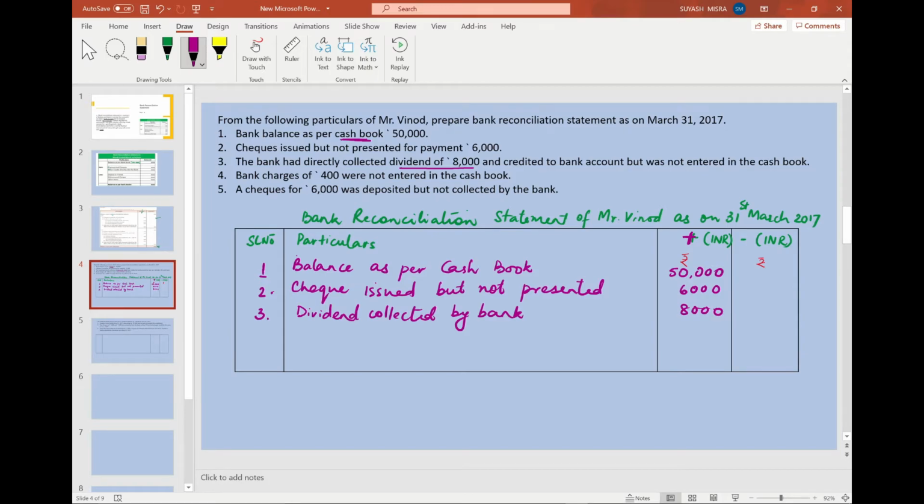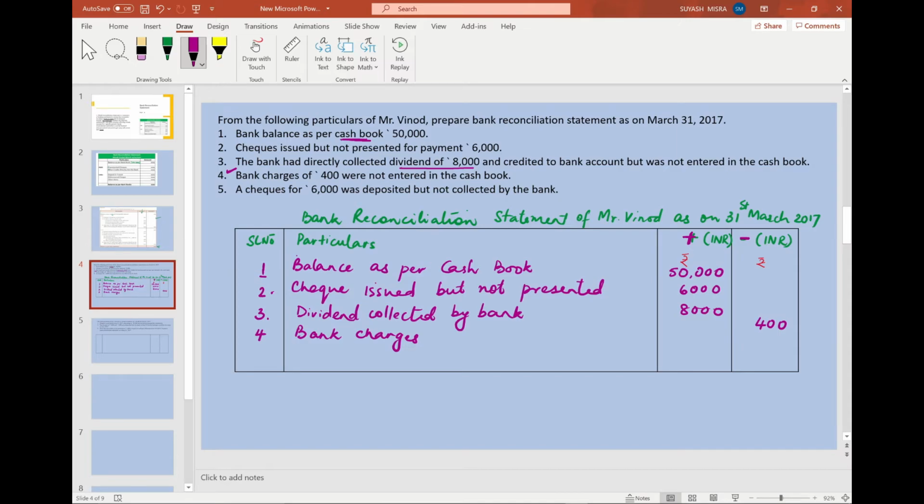Next one, bank charges of 400 were not entered in the cash book. That means there was 400 rupees which was not entered in the bank book, the charges. So this was a bank charges. Usually the bank charges are done directly by the bank. It shows in the bank statement. We need to update our cash book. So I am going to reduce this because my balance in the bank book has reduced. So I'll say bank charges 400. So I will write it on this side where I'm going to reduce it, right?